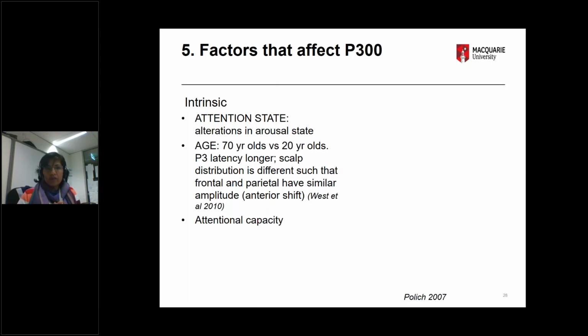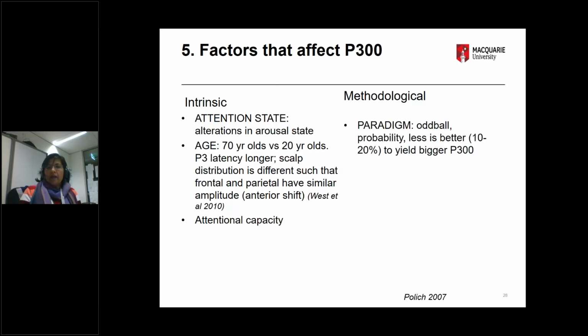Scalp distribution is also different. As we grow older, rather than the trajectory that I was pointing out, that the frontal FZ shows a smaller peak compared to a PZ, as we get older, that changes. And of course, the attention capacity. If the person is very fidgety, they're not keen on sitting for an hour of testing, then your P300 will get impacted. There are other factors as well, and I'm going to come back to this.